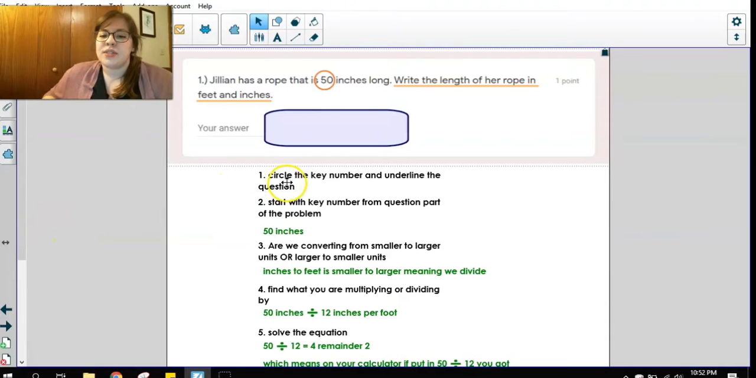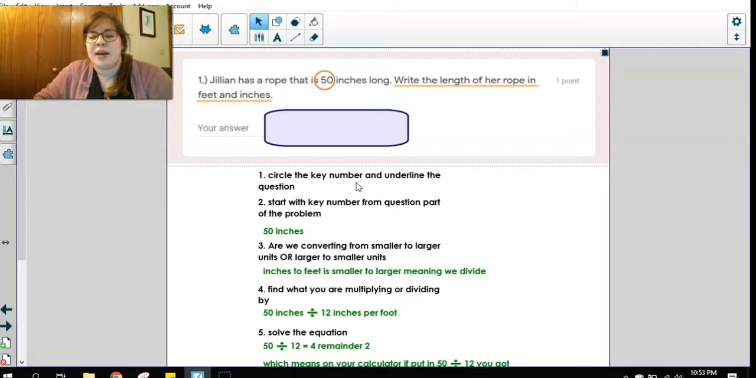The first thing I do in this problem is I circled the key number and I underlined the question. This is the first 2 points in our cube strategy. It's all I'm going to use for these because these are simpler word problems for math, so I don't really need the other steps. So now that I have that done, I look at the key number that I circled. In this one I circled 50 inches. This is my starting point in the problem, so I would write 50 inches down.